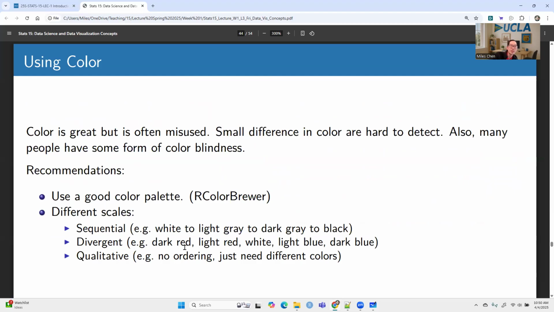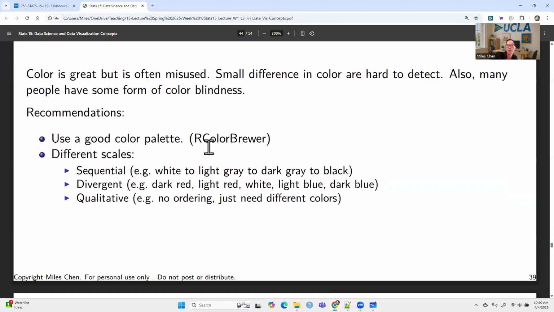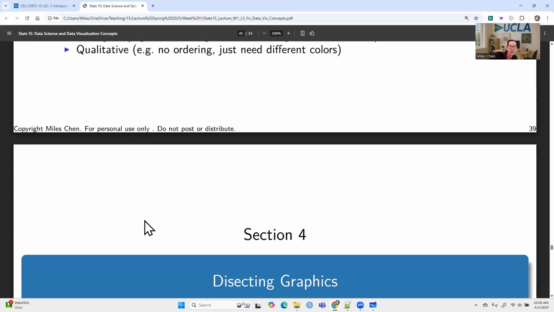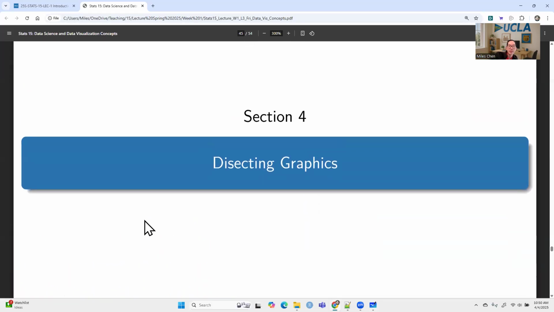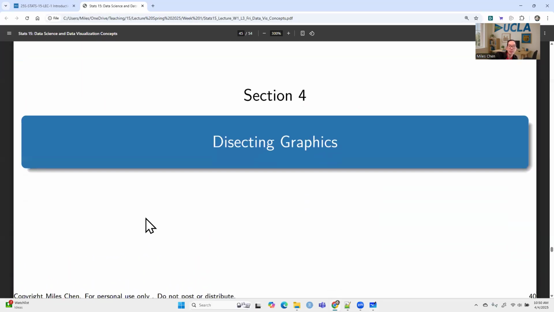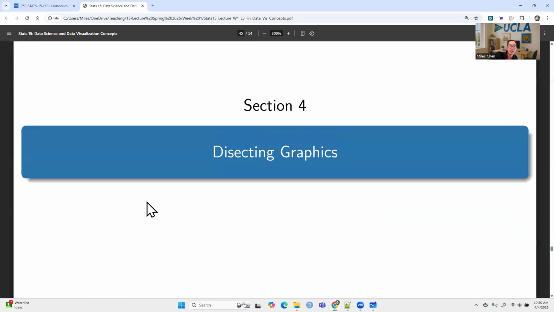I'm running out of time. As far as colors go, there's a few different tools and you can just arbitrarily pick colors. You can have a gradient of colors. And anyway, we'll just wrap things up here.